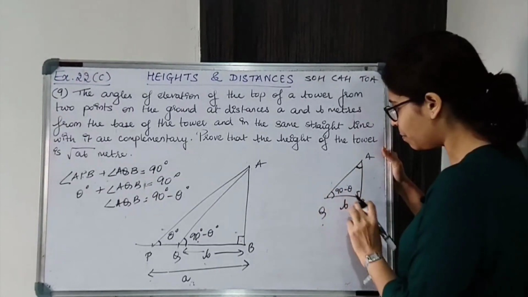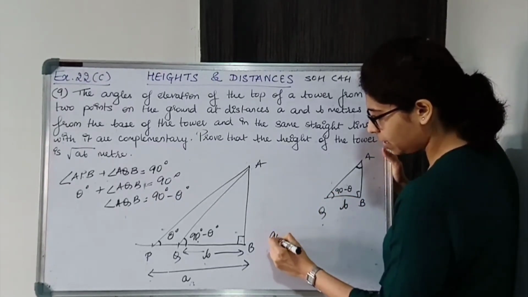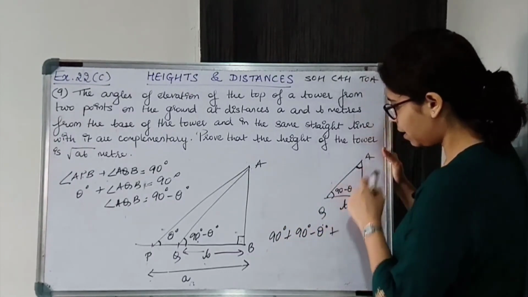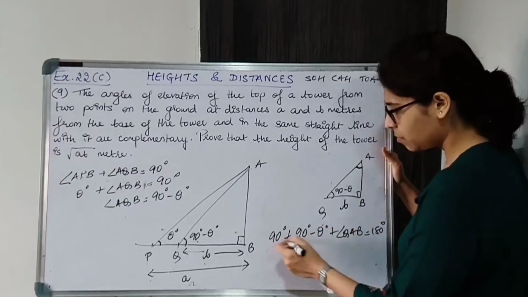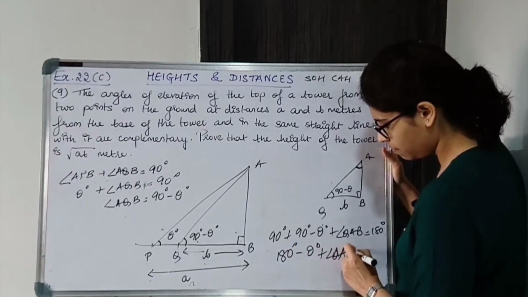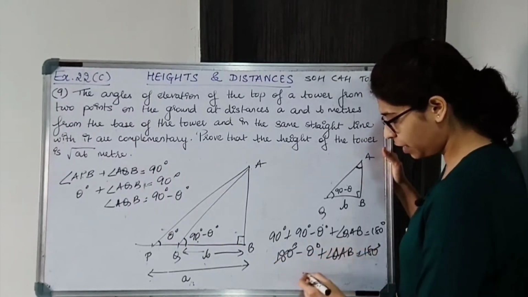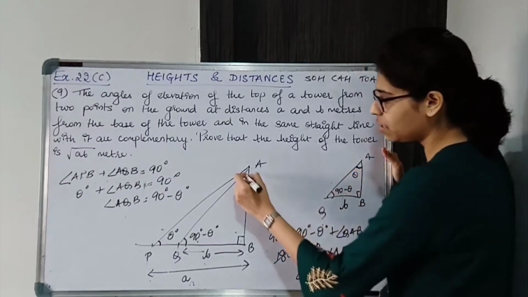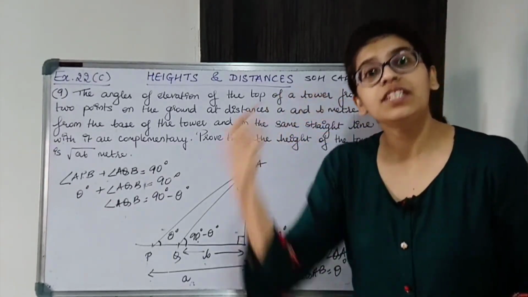Okay, it's understandable. So this is 90, this is 90 minus theta. So 90 plus 90 minus theta plus angle QAB. The sum of all three angles is 180 degrees. This is 180 minus theta plus angle QAB is equal to 180 degrees. The 180s cancel. So if I shift theta to the other side, angle QAB is equal to theta. So QAB is theta.